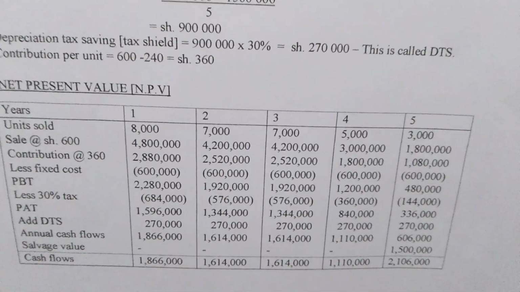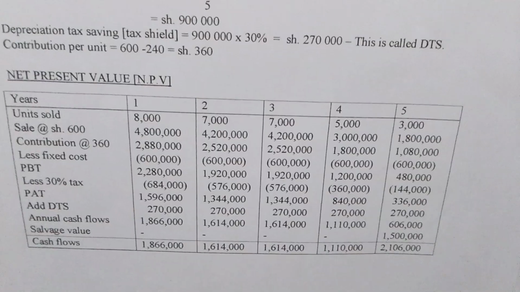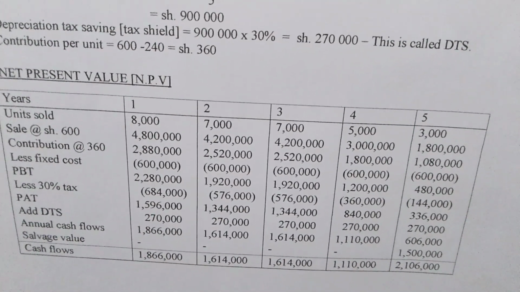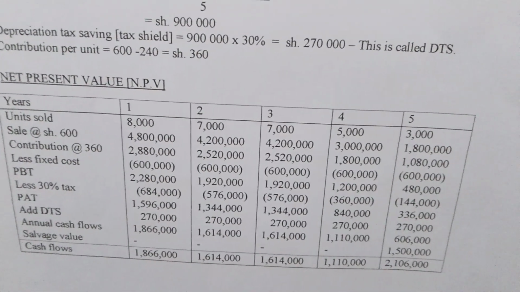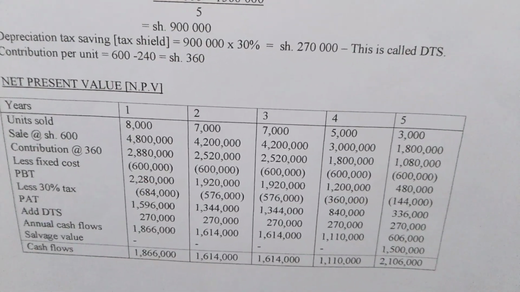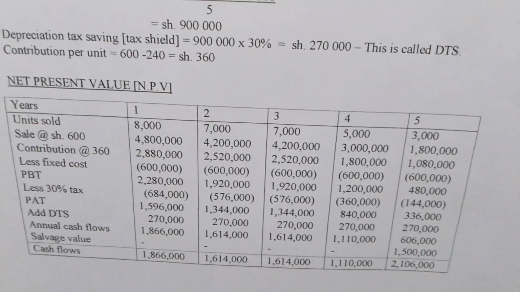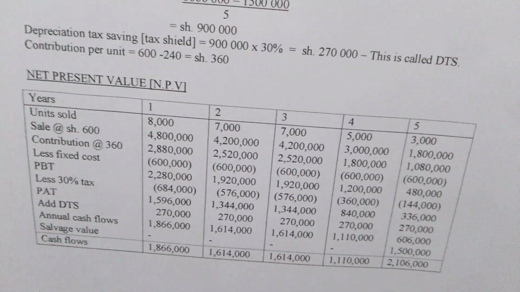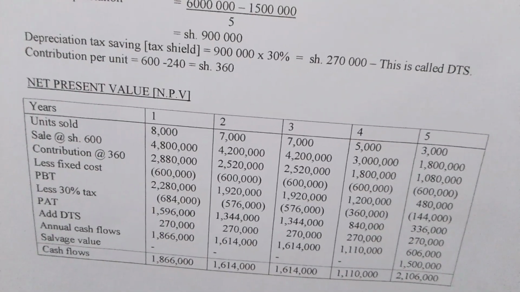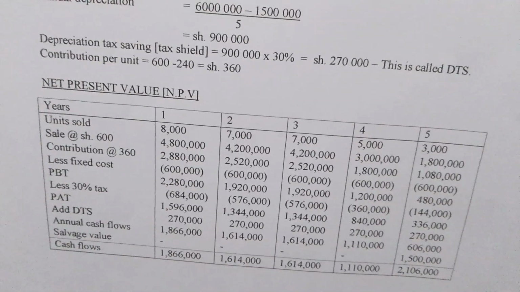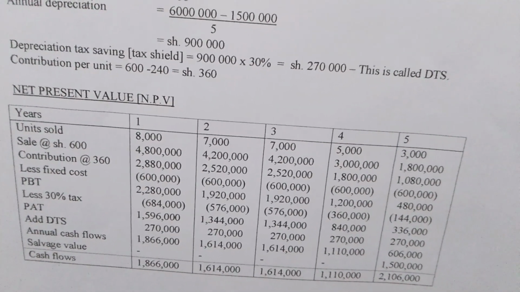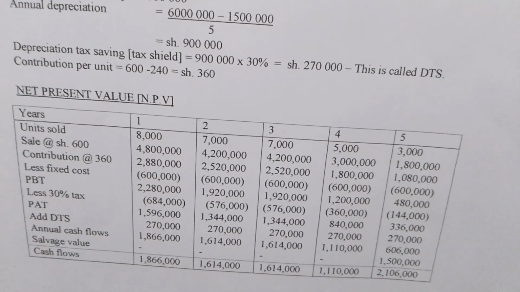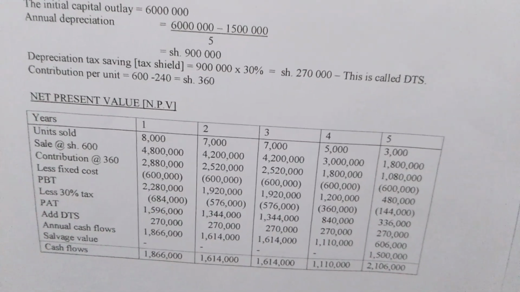So we less the fixed cost, and then what we get is the profit before tax. So profit before tax for year 1, you're having 2,088,000 minus 600,000, you get 2,028,000. Then after that, you less that percent tax. So for year 1, that percent times 2,280,000, you get 684. For year 2, that percent of 1,920,000, or that way. So you less that percent tax, and what you get is the profit after tax.